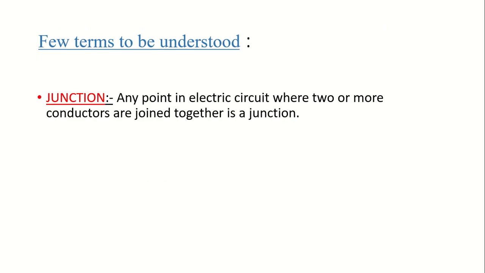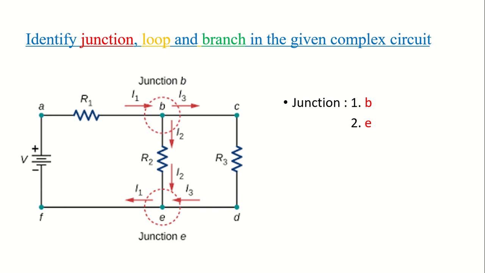Before going to Kirchhoff's laws, we have to understand a few terms used in complex electrical circuits. The first one is junction. What is a junction? Any point in an electrical circuit where two or more conductors are joined together is a junction. See the diagram, and in this you can see the highlighted points B and E. These are the two junctions in the electrical circuit that you are seeing in the diagram.